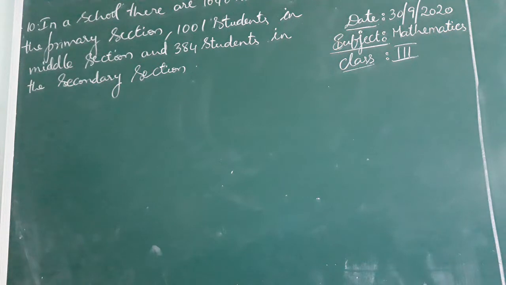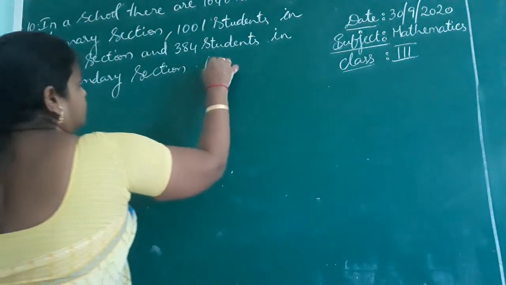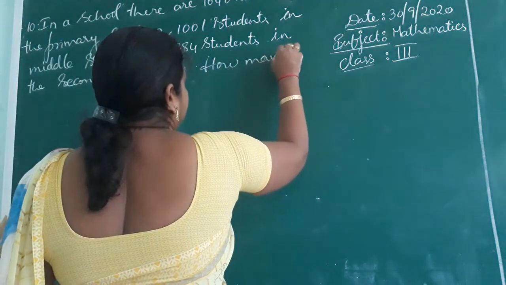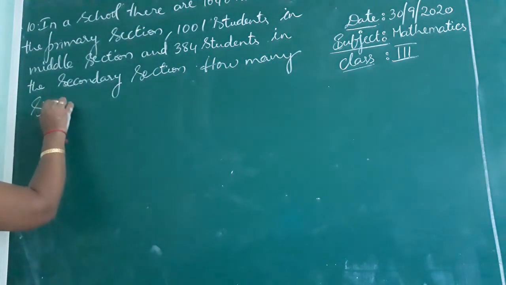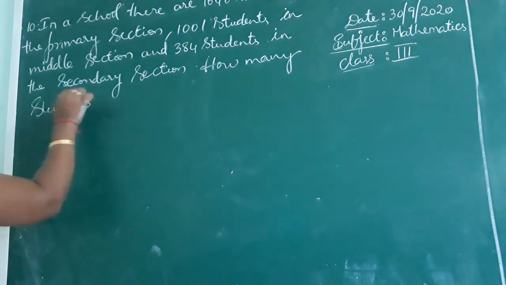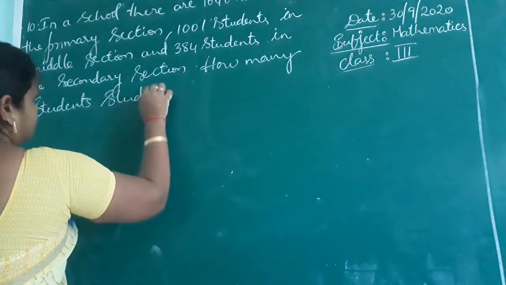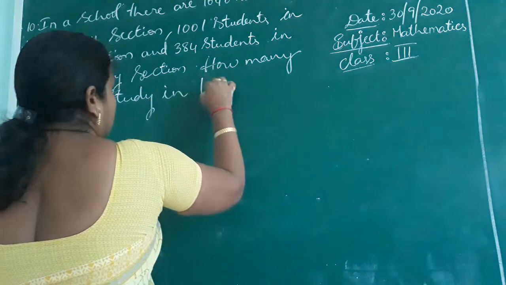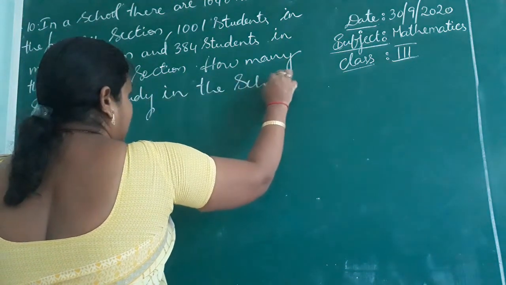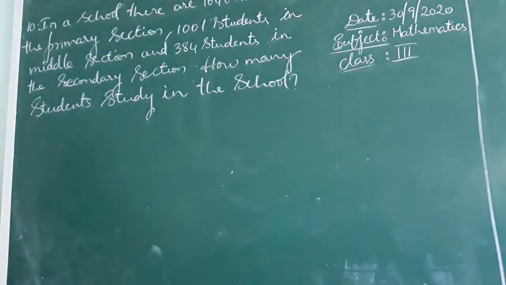What is the question? How many students study in the school? Children, once again I will repeat the question. Listen. In a school, 1640 students in the primary section and 1001 students in the middle section and 384 students in the secondary section. How many students study in all? That is the question.